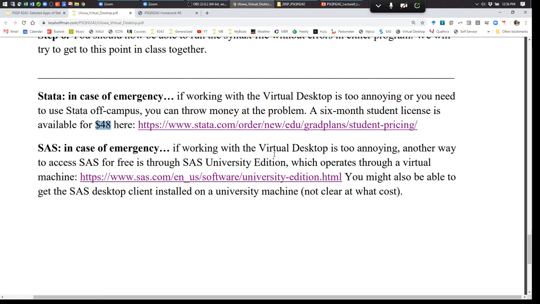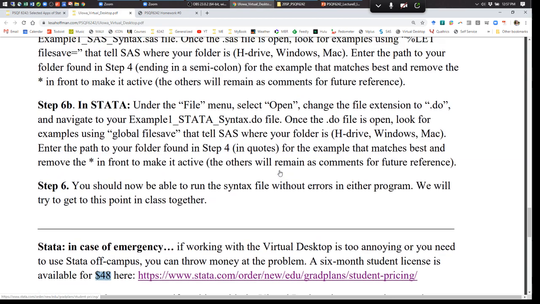SAS, as far as I know, is prohibitively expensive to buy a license, even as a student or even as a trial. But there is another way to access SAS for free, which is called University Edition. This is what I used at my previous universities to be able to have people do their homework. It's compatible with both Windows and Mac operating systems, and it works through a virtual machine. So it's not quite the same as virtual desktop, but it's based on the same sorts of principles. So I can also help you with that if that's a route that you want to go.